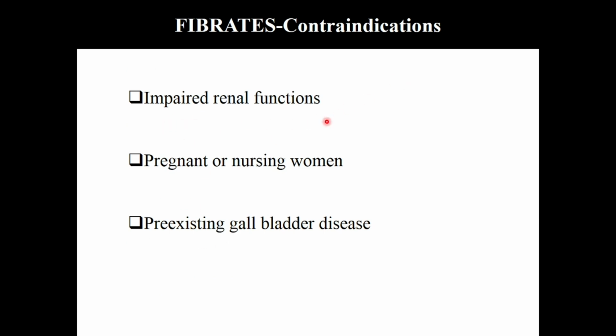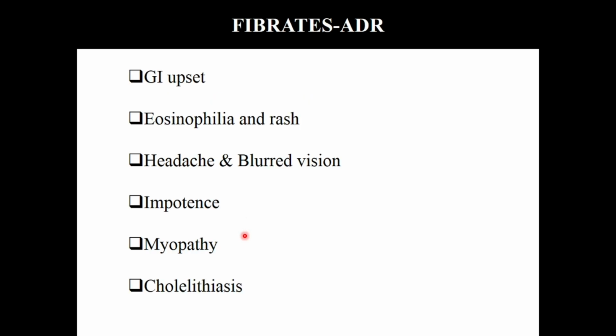Contraindications are impaired renal function, which will result in more adverse reactions. Also in pregnant or nursing women, and in pediatric patients, because data is not sufficient and there is a severe risk of muscle degeneration and lysis, which may result in severe symptoms in children, as their muscle and skeletal structures are not formed properly. And if there is any pre-existing gallbladder disease, because it has a side effect known as cholelithiasis.